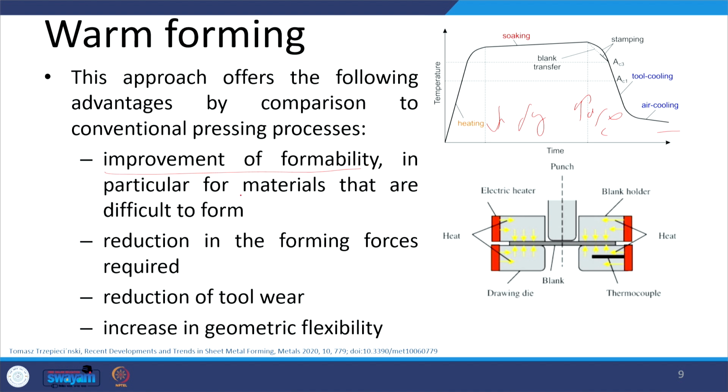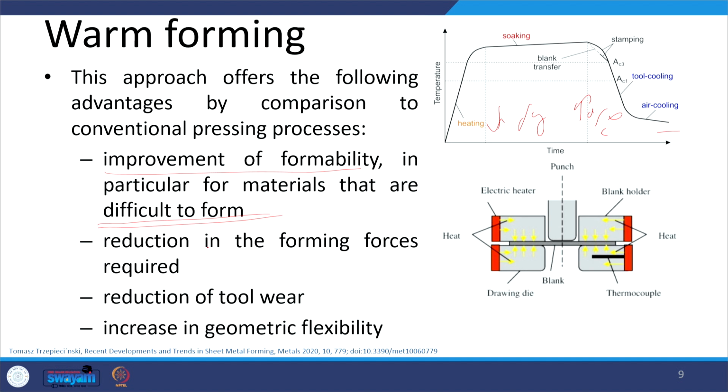Okay, in particular because the material is softened and the ductility is enhanced, and therefore this is particularly used. If the metal already has low yield strength and high ductility, then it can certainly be easily given the desired shape. But if the metal is of lower formability, then this can be applied very effectively. So, for metals which show a little less formability, warm forming, or you can say hot forming, is found to be effective. So, improvement in formability in particular for the metals that are difficult to form.